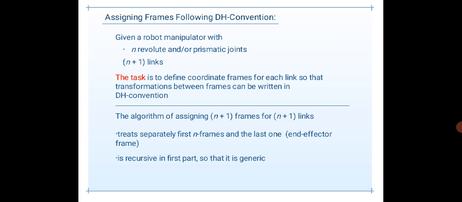Suppose I have 3 links, then I have to assign 3 frames. This treats separately the first n frames and the last one, which is the end effector frame. And it is recursive in the first part so that it is generic.